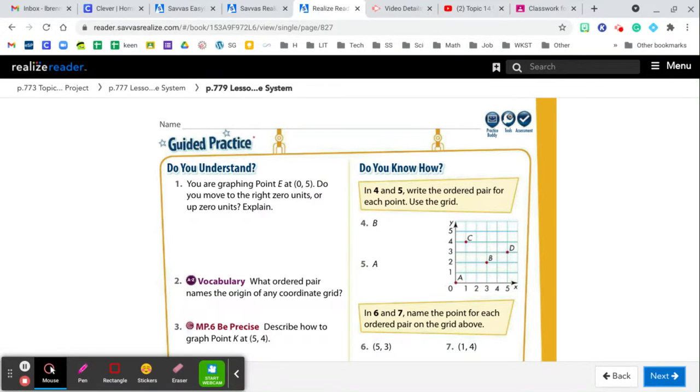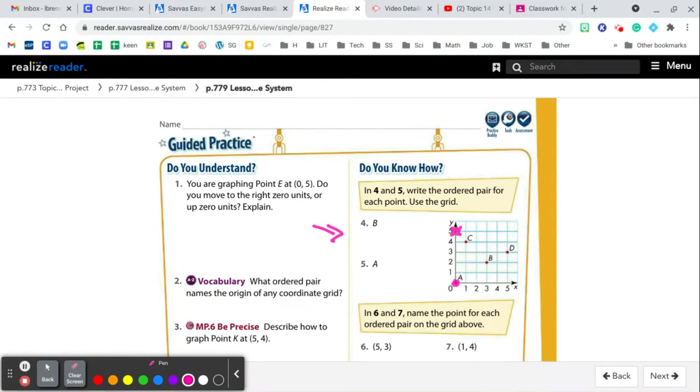And you are graphing point E at 0, 5. Do you move to the right 0 units or up 0 units? So explain. Now, what do we do when we have a 0? When we have a point 0, 5? Well, let's look at our grid over on the other problem. So if my first value is always X, then actually this first value, you're going to start on the origin. You would start literally there. There's 0, and you would go up 5. So my point would be right here. That's where I would be at 0, 5.